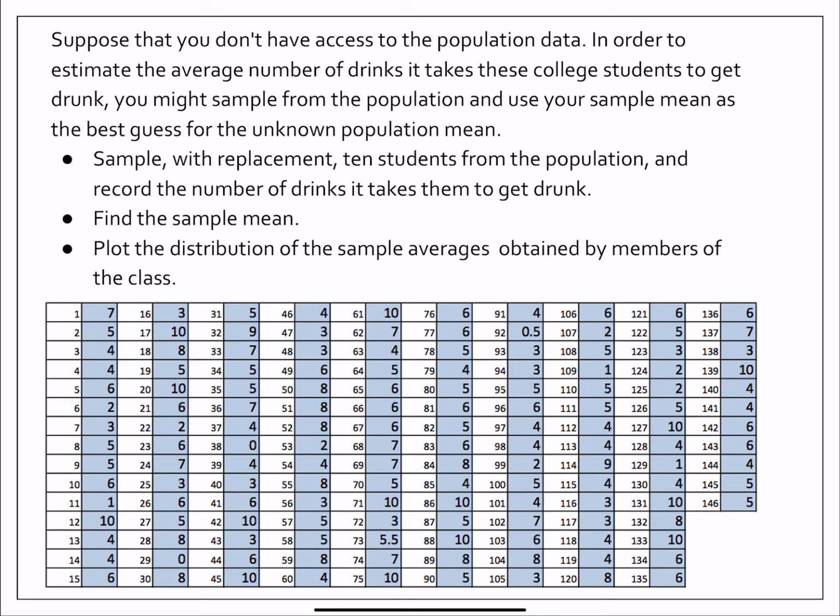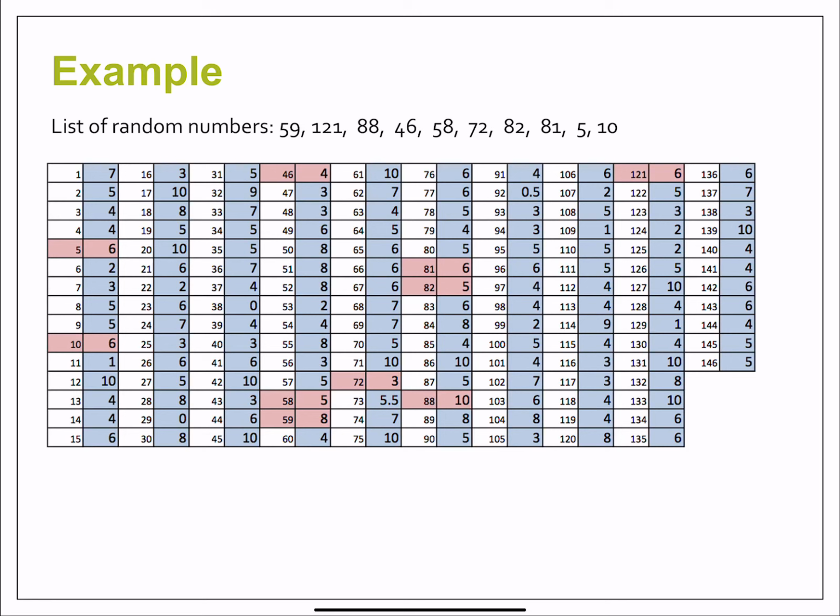So that's what we're doing. We're sampling 10 students from the population, with replacement, and we record the number of drinks it takes for them to get drunk. Then we're going to find the sample means, and then we're going to make a distribution. So this is all the data that we got, where we went and did 146 students, and we found how many drinks it took for them to get drunk.